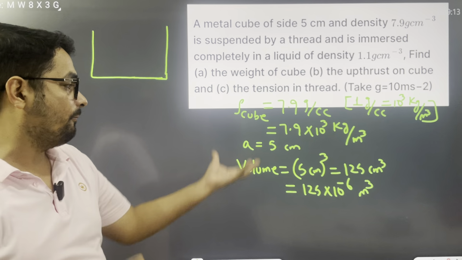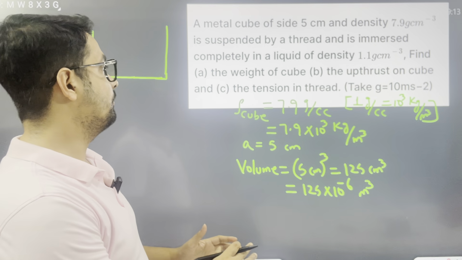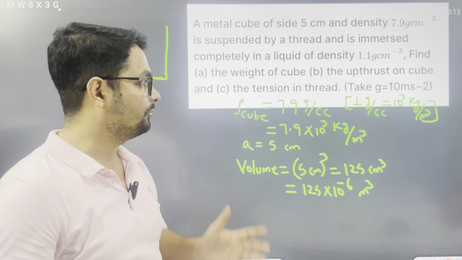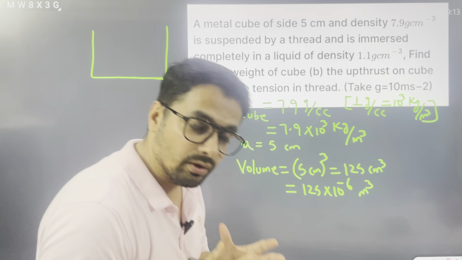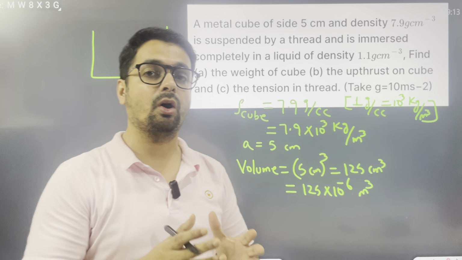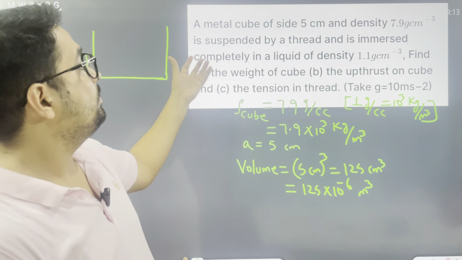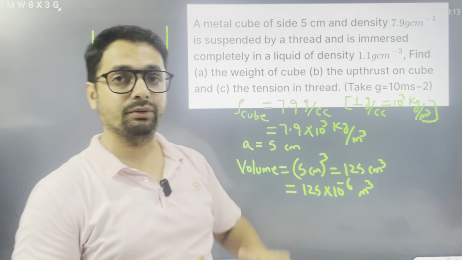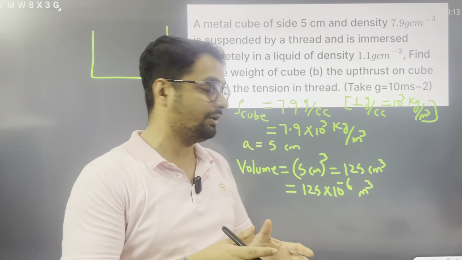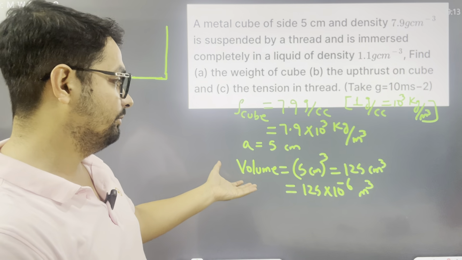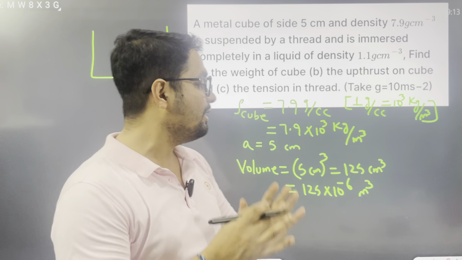Now you will ask why I am finding volume. See here, we are solving a question of fluid statics. In that, definitely we have to find the buoyant force, the upthrust. So in that case, we need the volume of the submerged part, because in the question it is already given that this cube is completely immersed inside the liquid. So we should know how much volume of that object is immersed inside the liquid. That's why I am finding the volume. So volume will be 125 into 10 to the power minus 6 meter cube.